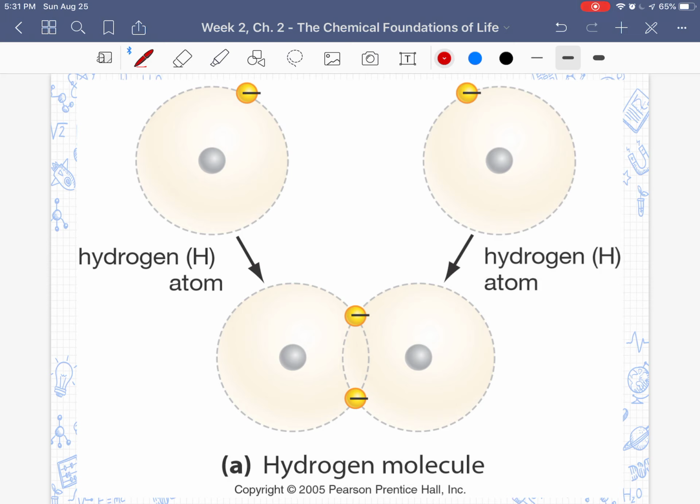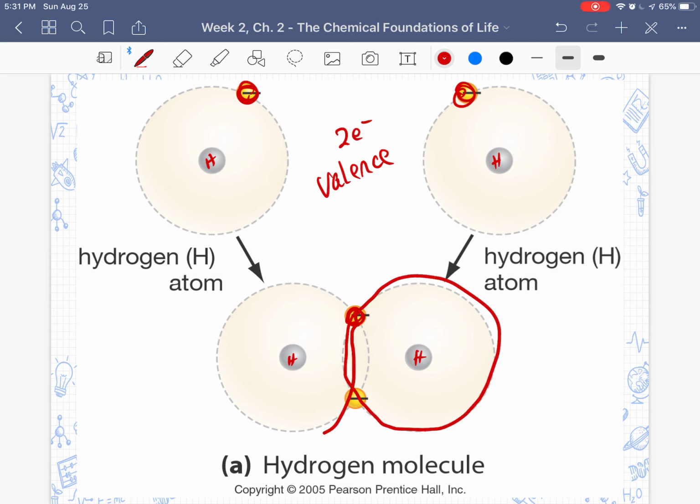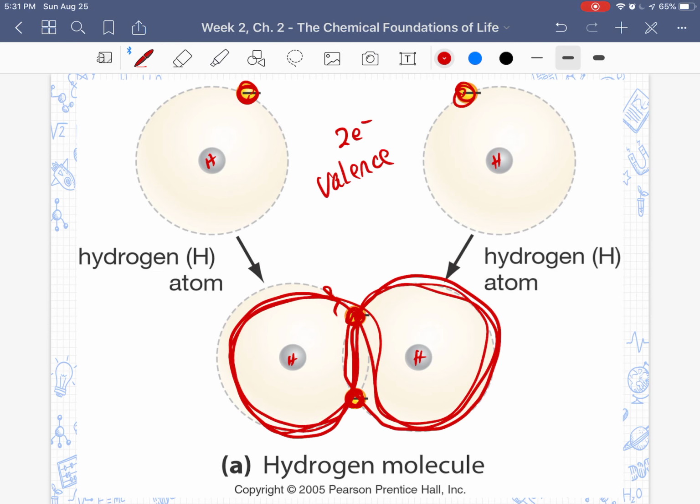And here's how you can see this. We're going to explain it like we explained water. We have our hydrogen atoms, and they each have, right here, one electron. They need 2 electrons in the valence shell to be full. So what they do is they share. This electron is going to go around this way. Same way with this electron, it's going to go around this way. So these electrons are going to be orbiting, moving around both nuclei.